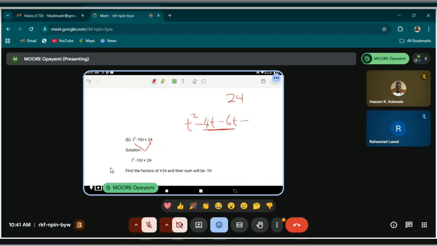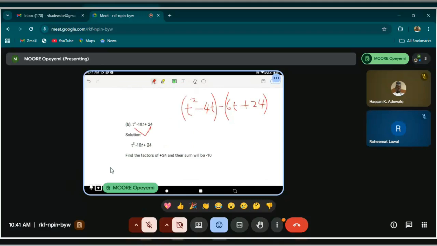So we now have plus 24. So now that we have 4 terms, we can group it. The first 2 terms, you let the sign be in the middle, then the last 2 terms. So from the first term, t is common. So I have t out, open bracket, t again, minus 4. Then the minus sign is outside.